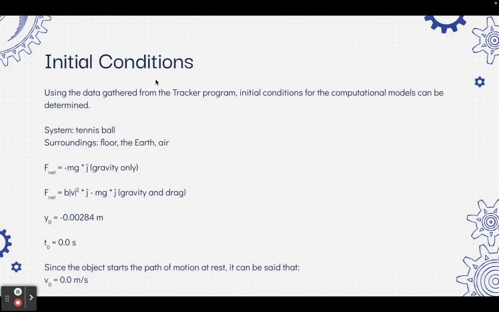So using the data from the tracker program, we can create initial conditions for the computational models, including the net force for gravity only, which would be just negative mg, and the F net for gravity and drag would be the force of drag plus the force of gravity. And it's important to note that the system is the tennis ball and the surroundings are the floor, earth, and air. So here we have an initial y position and an initial time, and these were just pulled from tracker. And since the object starts from rest, we can say that the initial velocity is 0.